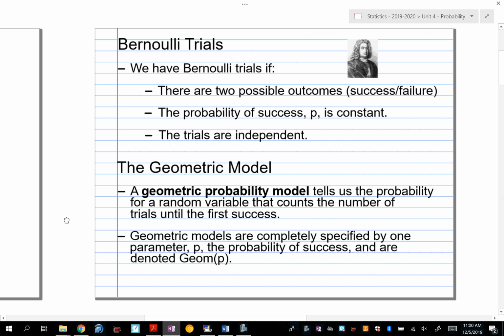Now we're going to do some problems in here where they're really not independent, but I'll show you a little caveat that allows you to keep going with a Bernoulli trial even if they're not independent.